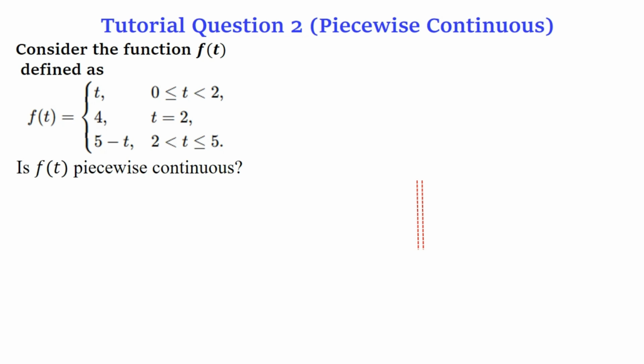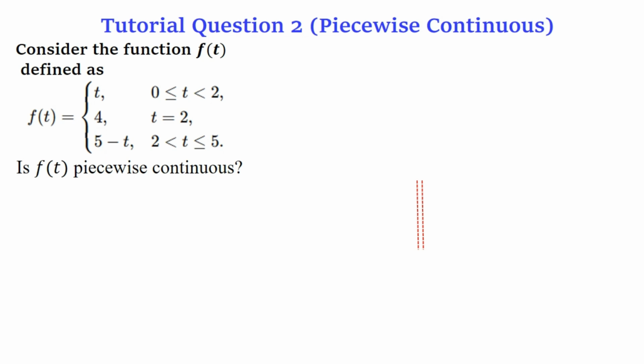Looking at this function very well, we can easily discover that there's a point of discontinuity there. When t is between 0 and 2, the function is t. And when t is exactly 2, the function is equal to 4. If you look at the first part, t is less than 2, for instance 1.99999, so the first part does not contain 2. But the second part is exactly at 2, which is 4.